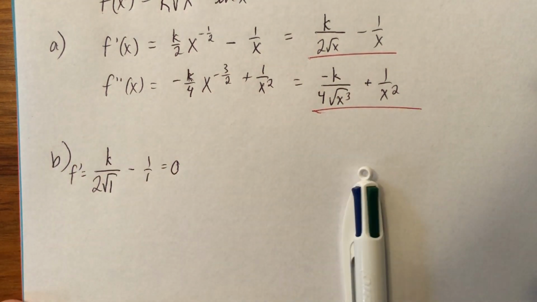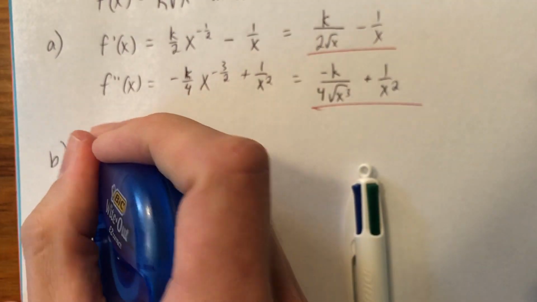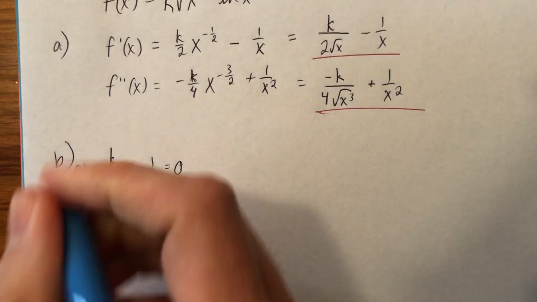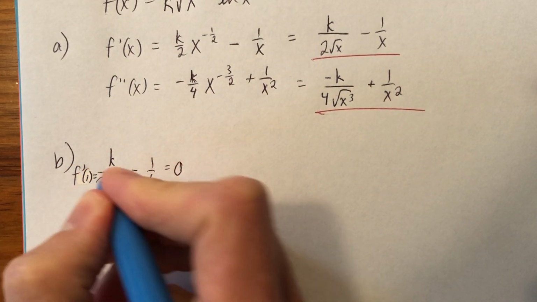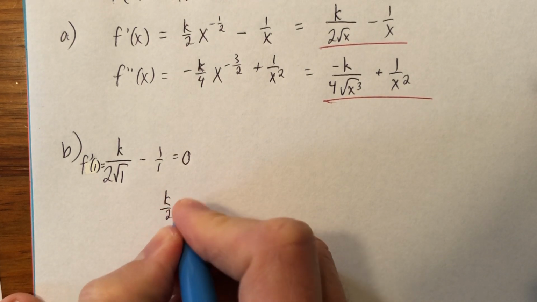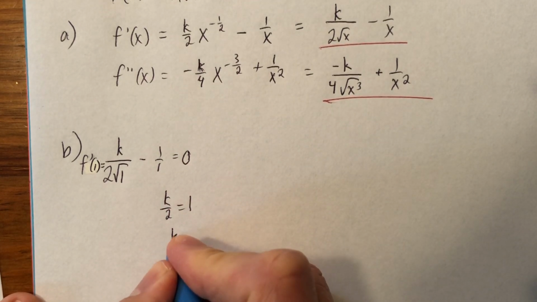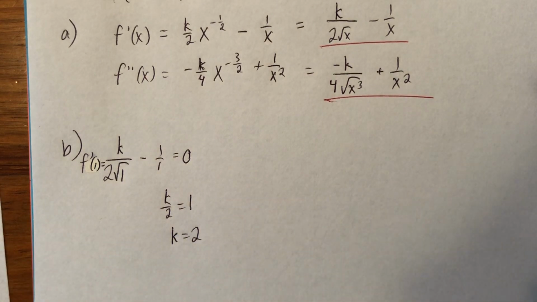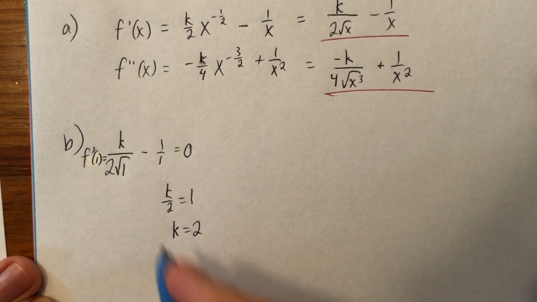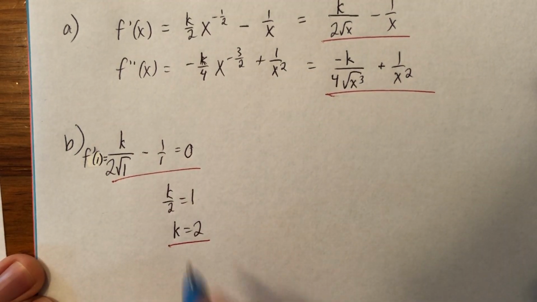Let's be a little more specific, even though we have shown the work that needs to be shown. F prime of 1 equals that, which equals 0. So we have k over 2 equals 1. So k equals 2. Fantastic. We probably got a point for that. I'll go ahead and tell you what we're getting points for. Setting that equal to 0 was a point, and finding that was a point.